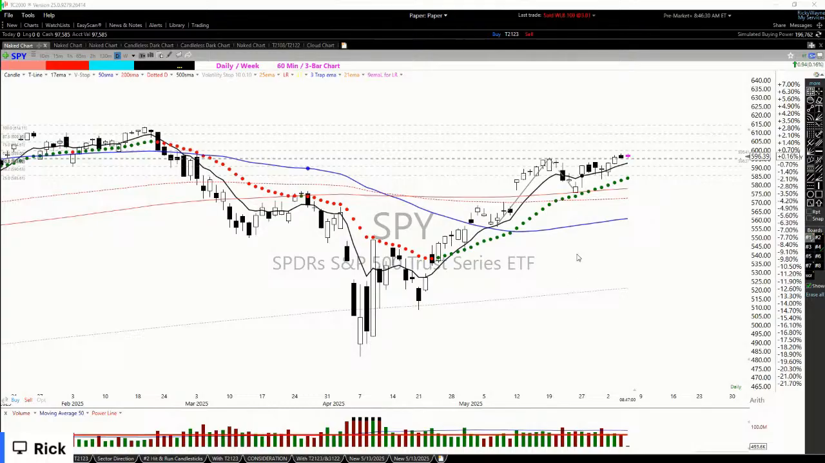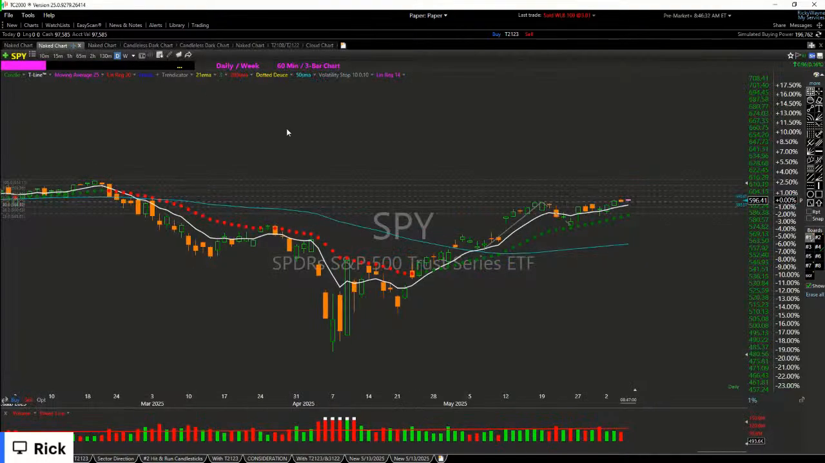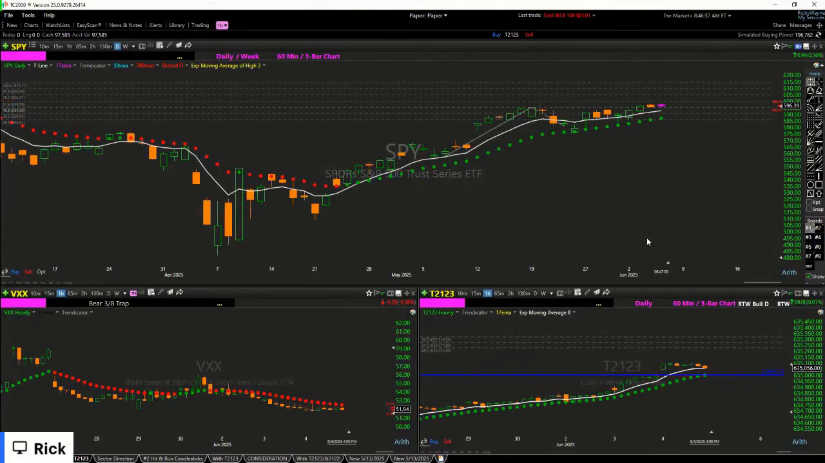Let's see here. I want to take a look at this chart. This chart right here. Now, you guys all know that I use TC2000. There are other great programs out there. What I want to show you here is the importance of just following the trend, and whatever indicators you use.